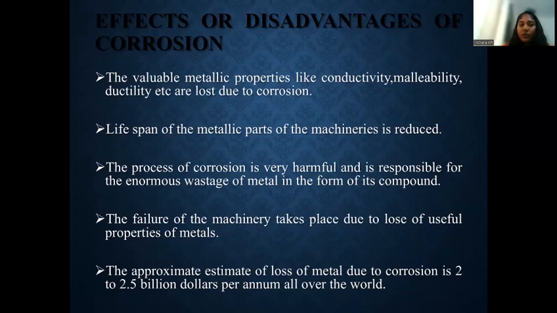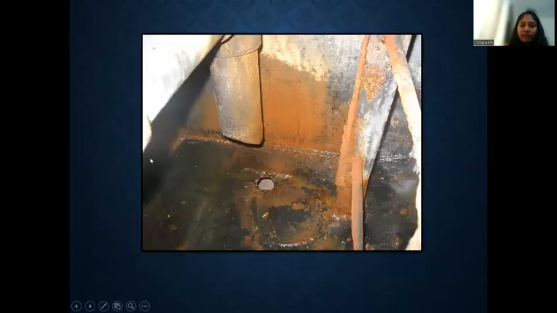And the disadvantages of corrosion. The valuable metallic properties like conductivity, malleability, ductility, etc. are lost due to corrosion. Lifespan of metallic parts of the machineries is reduced. The process of corrosion is very harmful and it is responsible for the enormous wastage of metal in the form of its compound. The failure of the machinery takes place due to loss of useful properties of metals. The approximate estimate of loss of metal due to corrosion is $2 to $2.5 billion per annum all over the world.